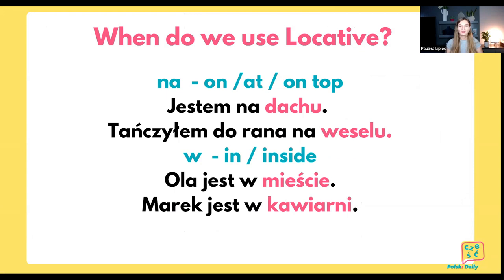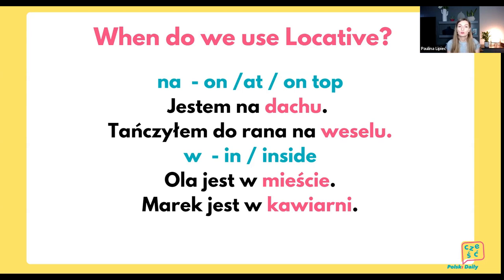Okay, so now I can answer one of the easiest questions you can ask me today. When do we use locative case? There are five prepositions which will be followed by locative forms of nouns and adjectives, and they are pretty easy. You will not use locative in any other situations. No other rules to remember, just these five prepositions. And they are na, on, at, on top.